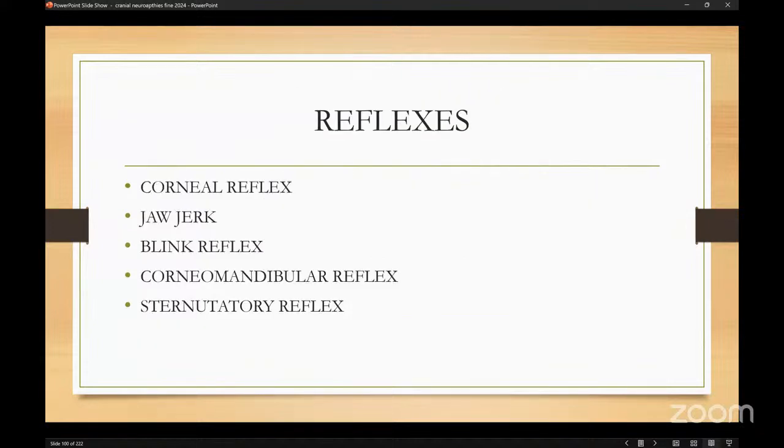Okay. What are the reflexes for the fifth cranial nerve? There is a corneal reflex, there is a jaw jerk, there is blink reflex, and these three are main actually: corneal reflex, blink reflex, and jaw jerk.